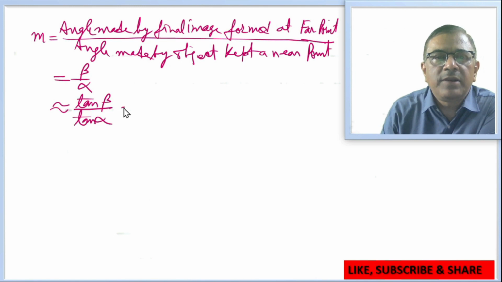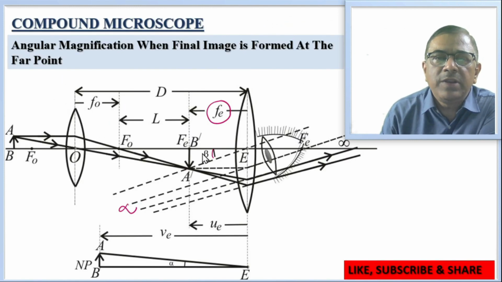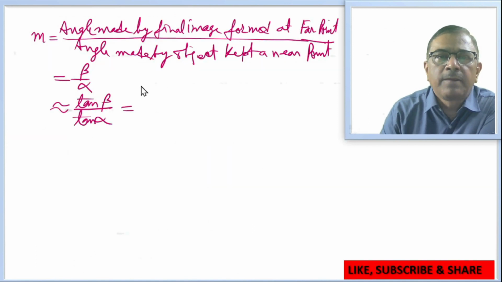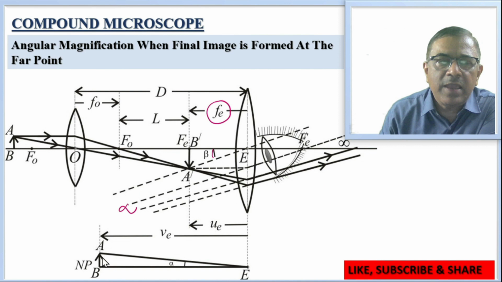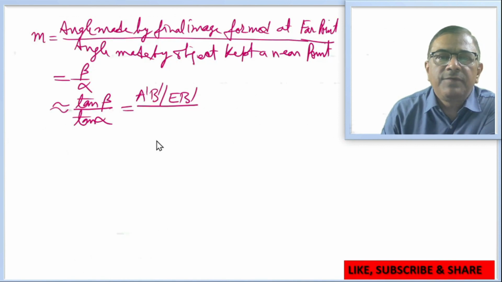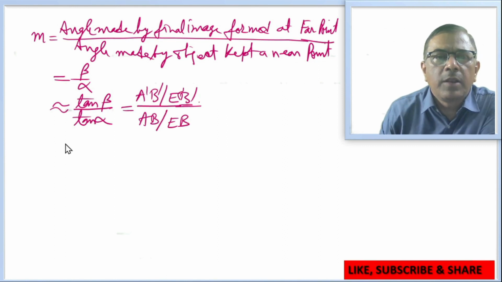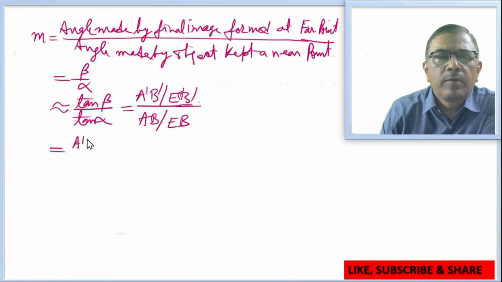This can further be rewritten as, you see from the diagram, tan beta. Tan beta is A dash B dash by E B dash. And how much is tan alpha? Tan alpha happens to be AB by EB. It can be rewritten as A dash B dash by AB multiplied by EB by EB dash.